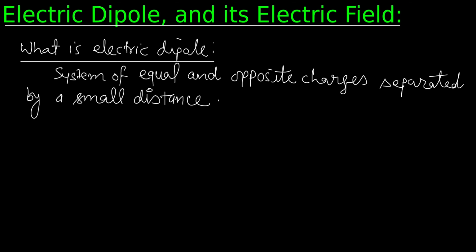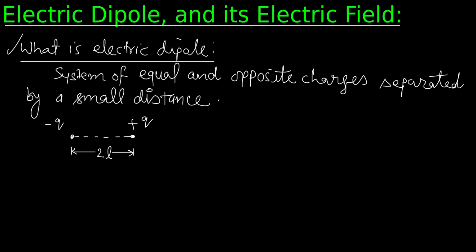Okay, so electric dipole is a system of two equal and opposite charges. Suppose we have a charge minus q and a charge plus q. Both of these charges have the same magnitude q and they are separated by a small distance. Suppose we call that distance between these two charges 2L. This 2L doesn't mean that you have to multiply the distance given between these two charges by 2. Whatever total distance has been given, you will take as 2L.